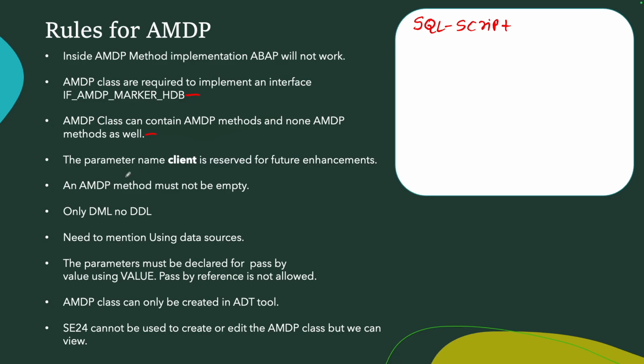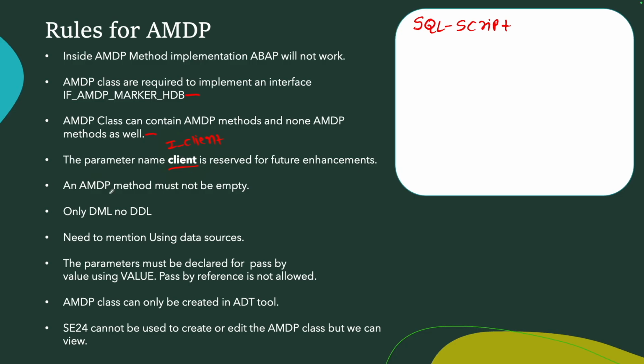The parameter name client is reserved for future enhancement. So if you use client as an input parameter, import parameter, export parameter or change parameter, you will get an error. If you want to take client as input, you can use I underscore client or any other name for it. In my tutorial I used client and got this error. Then I changed it to I_client and we were able to activate it.